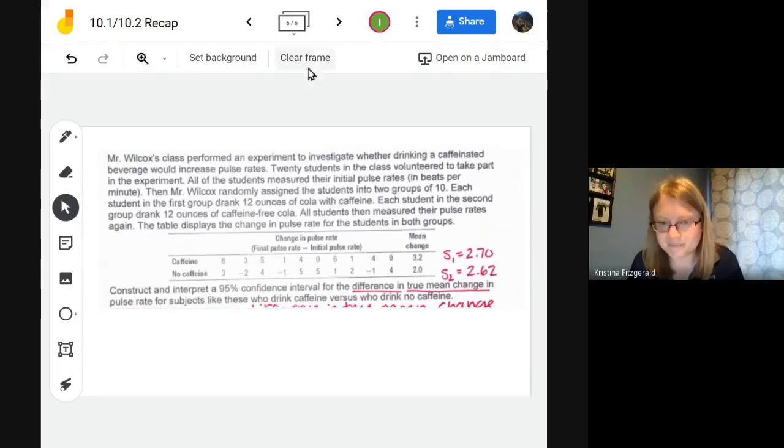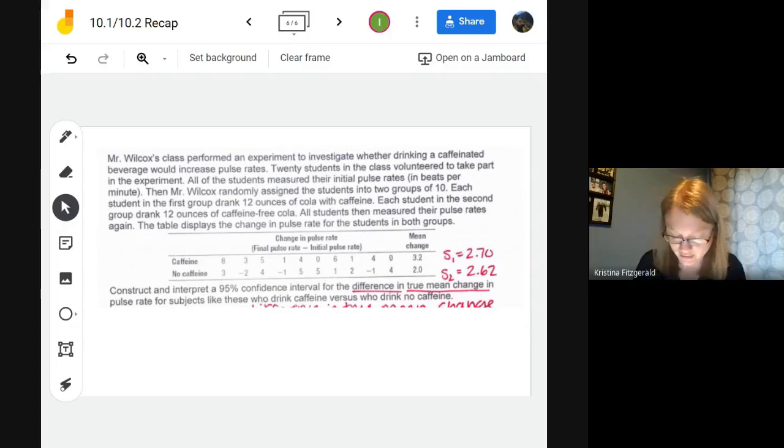Mr. Wilcox's class performed an experiment to investigate whether drinking a caffeinated beverage would increase your pulse rate. 20 students in the class volunteered to take part in the experiment. All the students measured their initial pulse rate in beats per minute, then Mr. Wilcox randomly assigned the students into 2 groups of 10. Each student in the first group drank 12 ounces of cola with caffeine, and each student in the second group drank 12 ounces without. All students were measured for their pulse rates again.